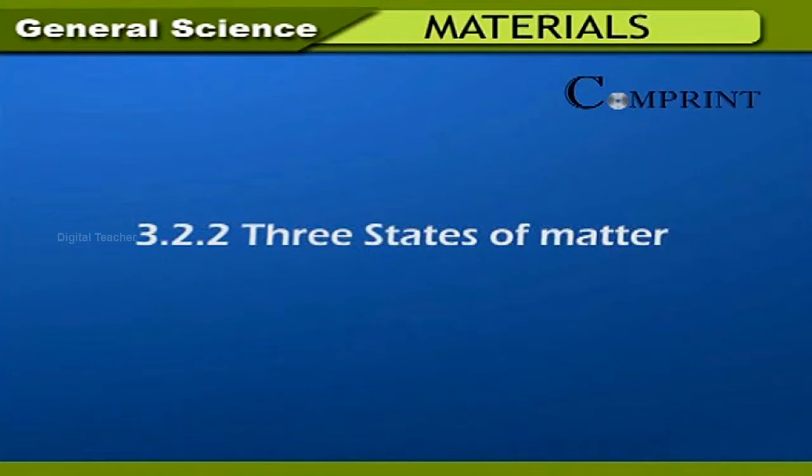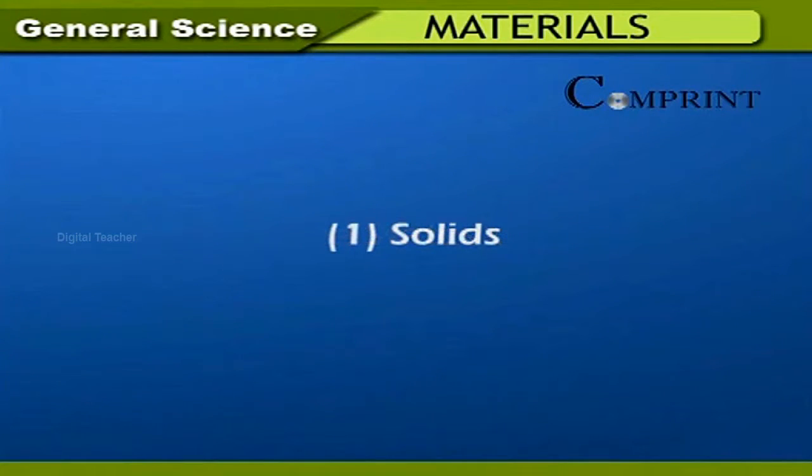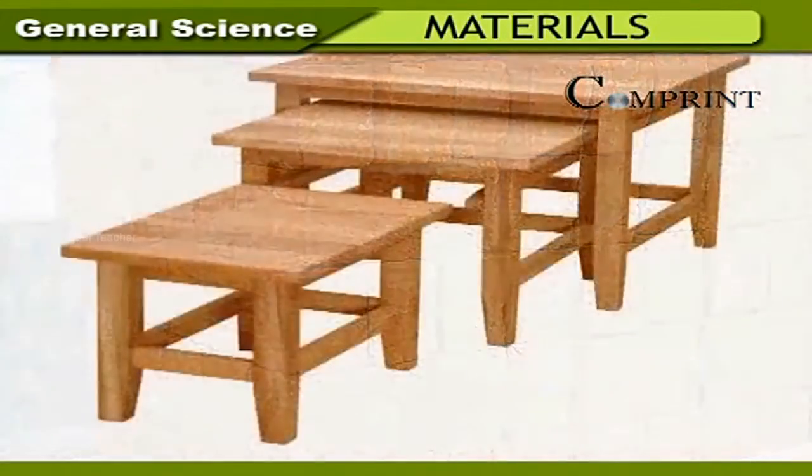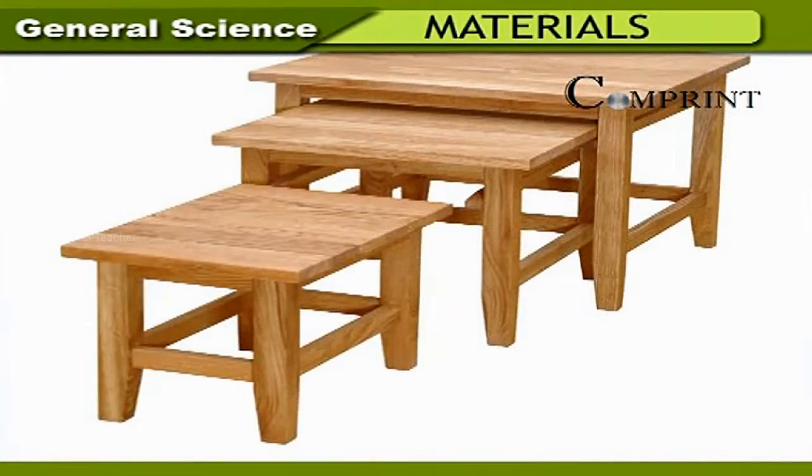Three states of matter. Solids. Molecules are very close to one another in solids. Distance between molecules is very less. Force of attraction between molecules is more. So, the solids have definite shape and occupy space and volume.